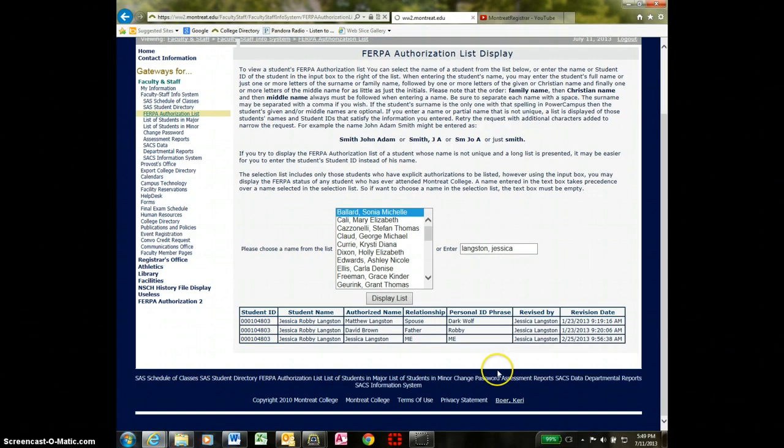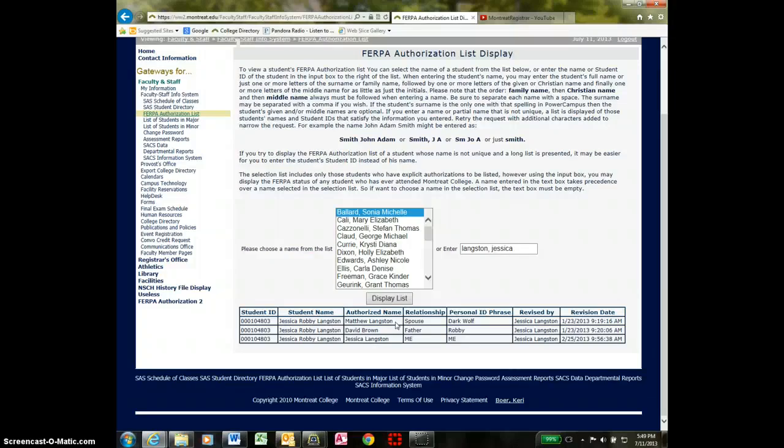Jessica isn't a student anymore, but she's done this for us, posing as a student, if you will. You can see that she has listed 3 people. This would be for those who can receive non-directory information. That would include, again, billing information, grade information, that type of thing. So if Matt Langston, her husband, called, he could receive non-directory information.